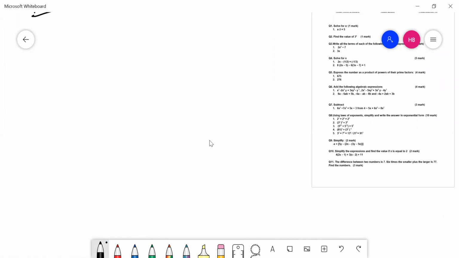So they are talking about two numbers. So let the two numbers be x and y, because they both are unknown to me. So that's why I've taken two variables. Now the difference between two numbers is 7. So x minus y is equal to 7. Can I write? Yes.